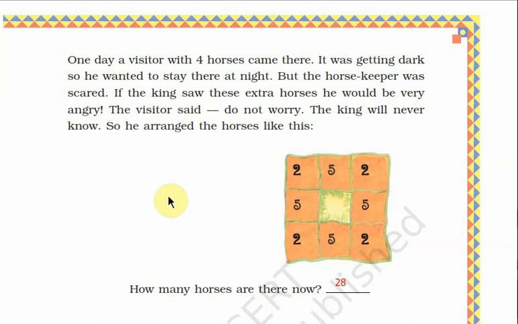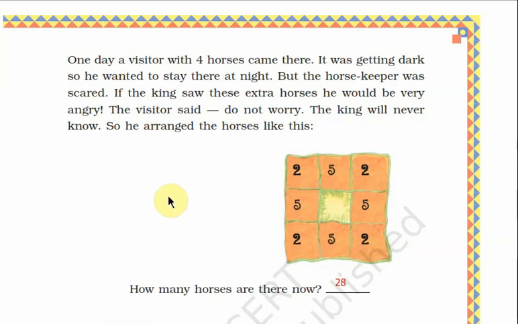What the horsekeeper is saying is, the visitor brought 4 extra horses, and every day the king will come and count the horses. If the king finds that there are extra horses, he will get angry, because the king knows that from all the sides, if he counts, he will get a total of 9 horses. From each side he will get a total of 9. So when these extra horses are kept, the number will change, and the king will get angry. So the horsekeeper told the visitor the king will get angry.